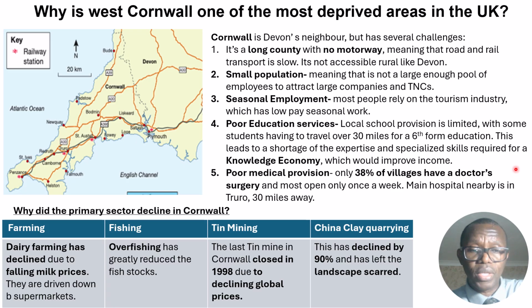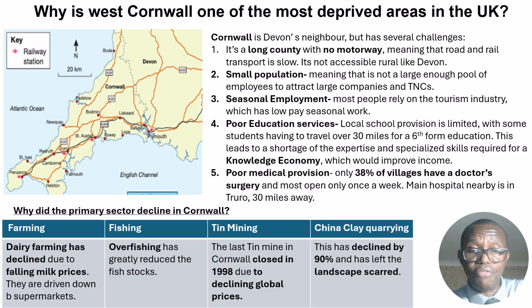big problem. So why did the primary sector decline in Cornwall? Is the other question that we are going to be asking ourselves. So dairy farming in Cornwall has declined due to falling milk prices. Now, those milk prices are being driven down by supermarkets, and as a result, dairy farming has really suffered the impact of that. Then fishing has also declined, and that is because overfishing by fishermen from Europe and from the UK as well has reduced the fish stocks.